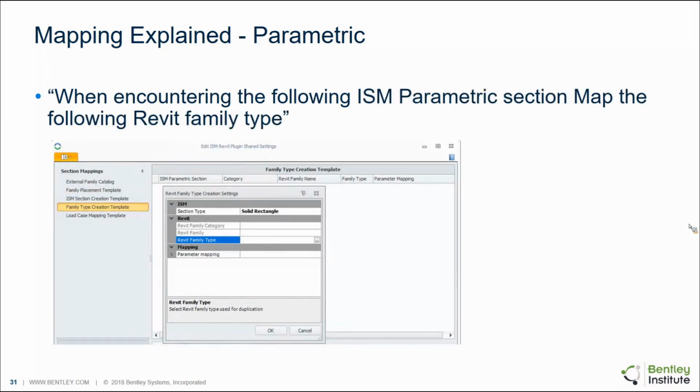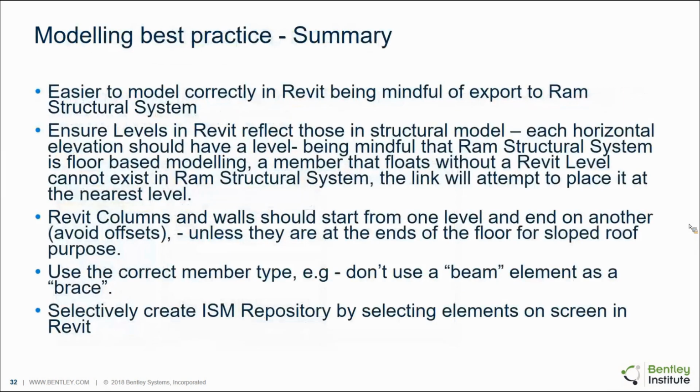What about the other way around, coming back? Coming back is the one selection below that. It's the family type creation template, and that reads: when encountering the following ISM parametric section, map it to the following Revit family type. So when coming back, when encountering a solid rectangle, map that to the previous Revit family, which was concrete rectangular column, and map b to width and h to height. So you set this up once, and you save this, or remember this for subsequent ISM operations.